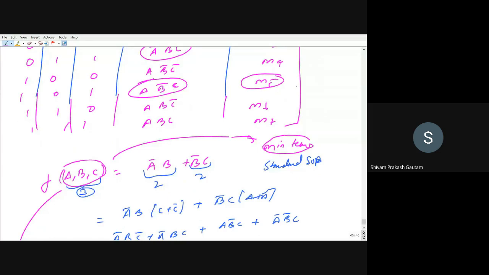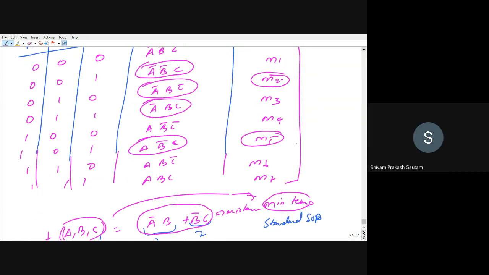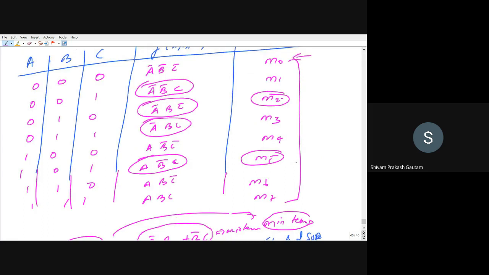No, these are the functions which are made from 3 variables. A function can be anything, right, out of those 3 variables. So this is our function, and we want to represent this function in the form of minterms, right? It is not necessary that it should contain all the 8 minterms. It can contain only one minterm, that is m0.